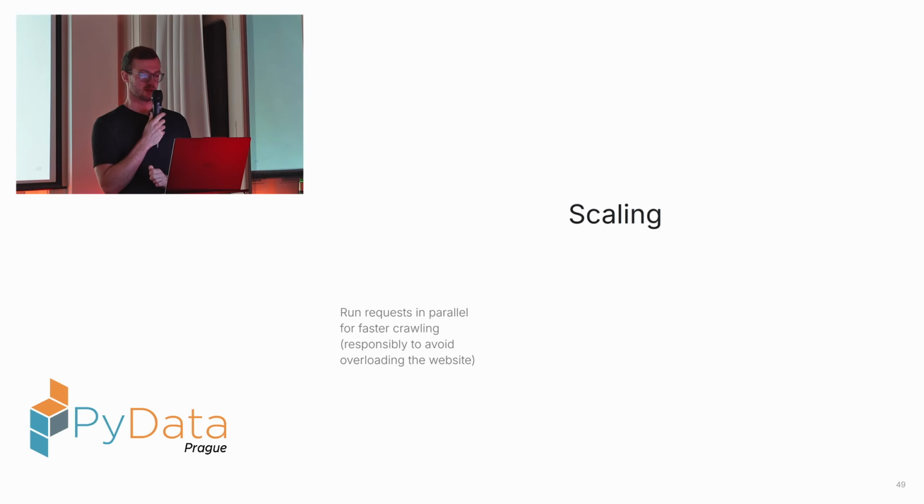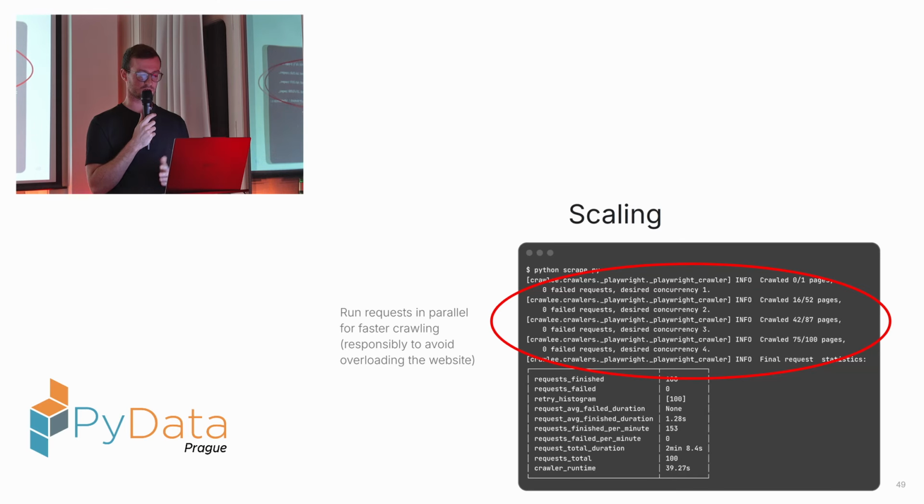Now, about scaling. We don't want to send our requests one by one, right? We want to run them in parallel to make our scraping faster. But at the same time, we need to be careful not to overload the server. So the concurrency has to be handled responsibly. And Crawlee manages this for us. It automatically adjusts the concurrency level based on how the website responds. So we get the performance, but also we do not overload the server.